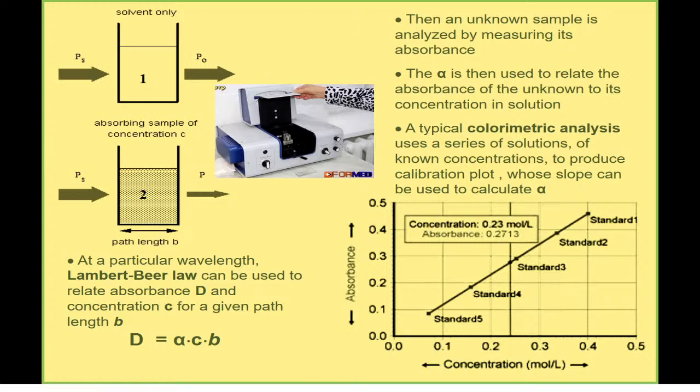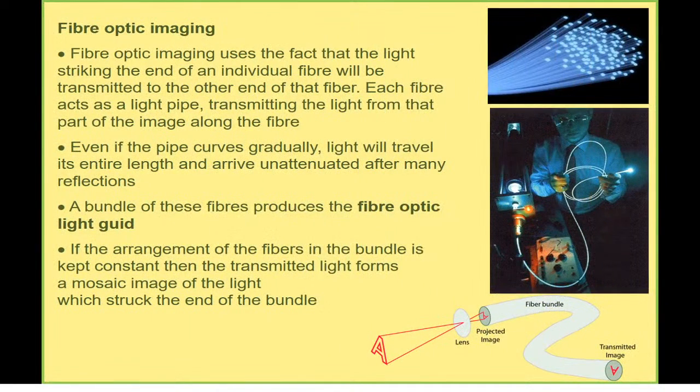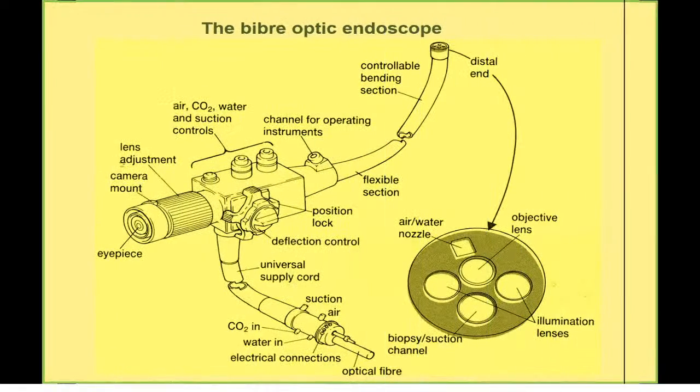Colorimetry, photocolorimetry. And one more time, let's come back to fiber optic imaging and look at how this works for medical purposes. It is the fiber optic endoscope. You can see, if the bundle is to be used to transmit an image of the inside of the body, then attention has to be paid to a number of factors.